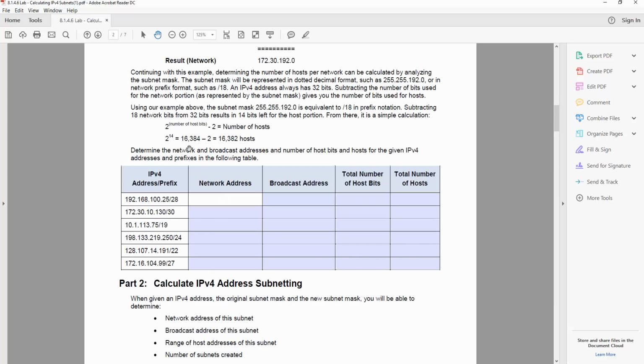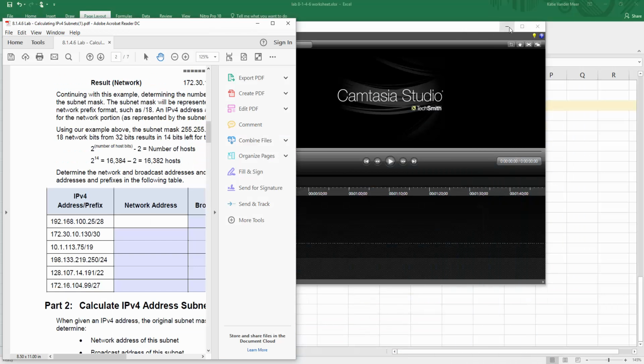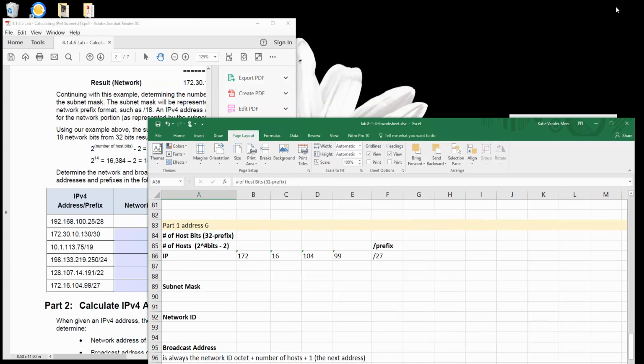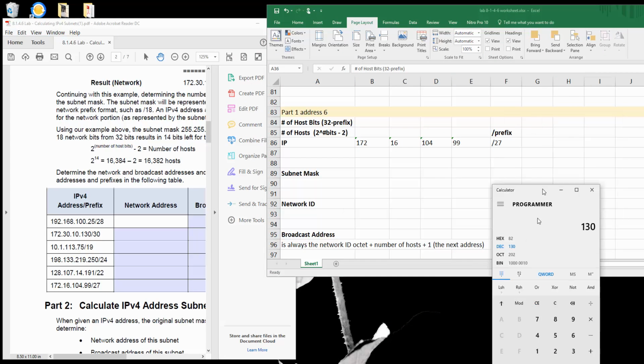Okay, so you've paused it, you've read through it, you know a little bit of background now for this lab. The first address we're going to look at is here, and we need to figure out the network address, the broadcast address, the number of bits, host bits, and the number of hosts that we have. So when I calculate things like this, I use a table because it helps me to keep track and calculate things. So I'm going to pull up my calculator here.